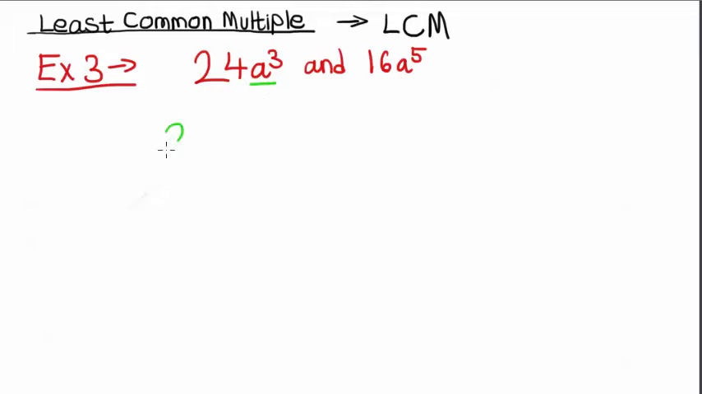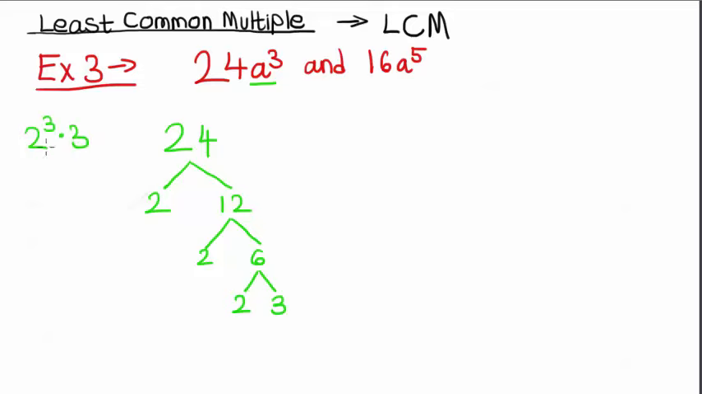So, I first figure out the prime factorization for the number 24. I leave it up to you to verify this, but this right here is the prime factorization for 24. So another way of writing the prime factorization of 24 using exponents is like this over here. And to that, I simply multiply the variable, which is a to the power of 3, like this over here. So this right here is the prime factorization for 24a to the power of 3.